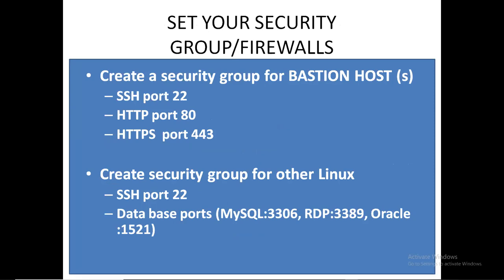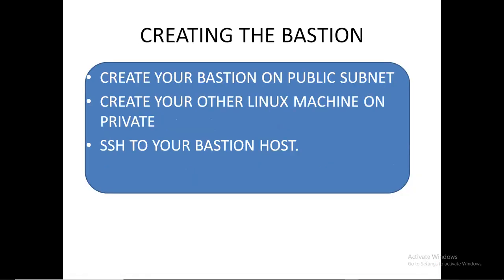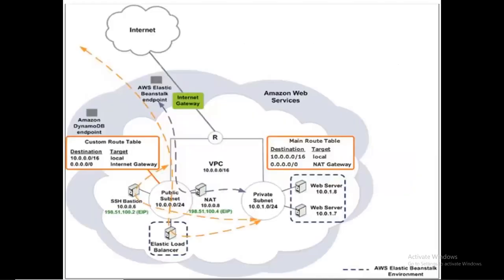And then we attached it and we created our BASTION host. We gave it port 22, port 80, and port 443. Then we created the other instances, which we gave port 22. We gave database ports, which is MySQL port 3306, RDP port 3389, and Oracle port 1521. And we now SSH into it. This is the transfer. The only thing that is not part of this that we didn't do here is the elastic load balancer, which we are going to do in our next class.